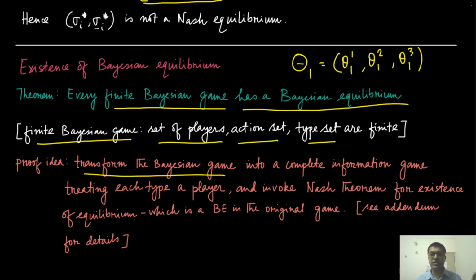We have blown up the space of the players, but since everything is finite, that will also be a finite set. And in the finite complete information game, we know by Nash's theorem that the mixed strategy equilibrium must definitely exist. And we can also show that that mixed strategy in that transformed game is also a Bayesian equilibrium in the original game.